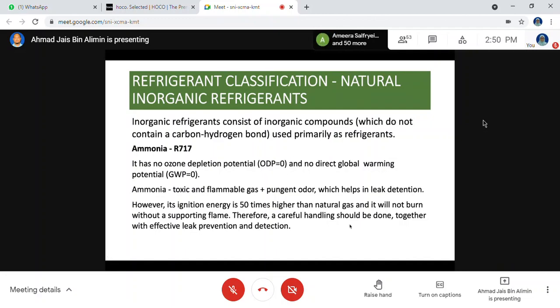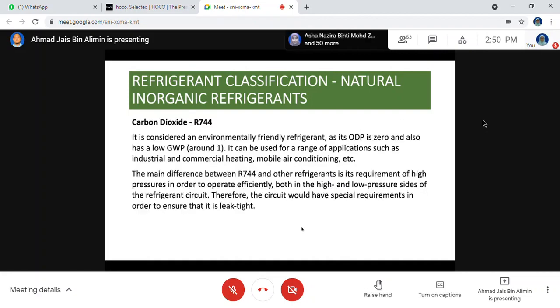So we need to handle the ammonia refrigerant carefully, and at the same time always be on alert for the prevention of leakage, and also try to detect it. The good thing about having the strong pungent odor is that you can detect if there is any leakage in the system. The next type of inorganic refrigerant is carbon dioxide. ODP is 0 and very low GWP value, which is around 1. And you can use it for industrial, commercial, and also mobile air conditioning systems.